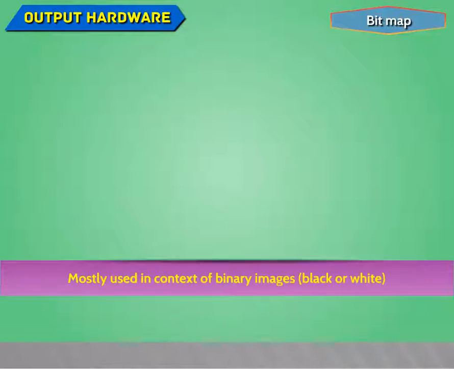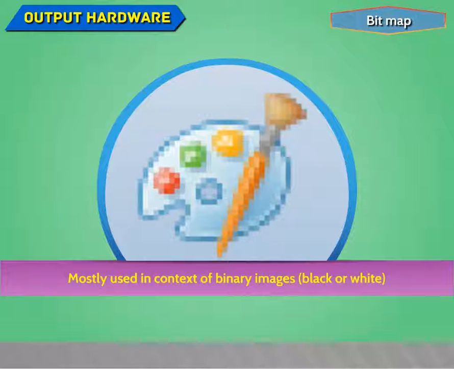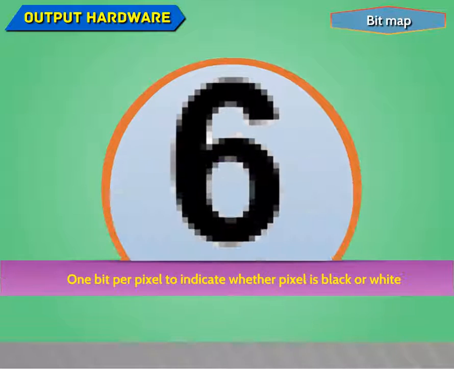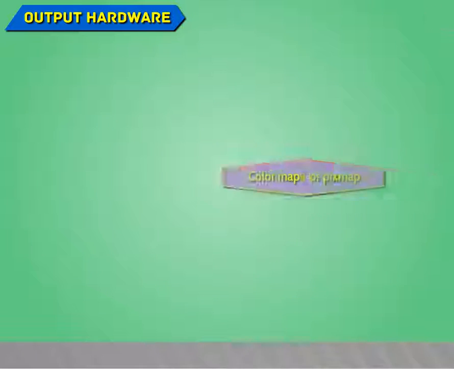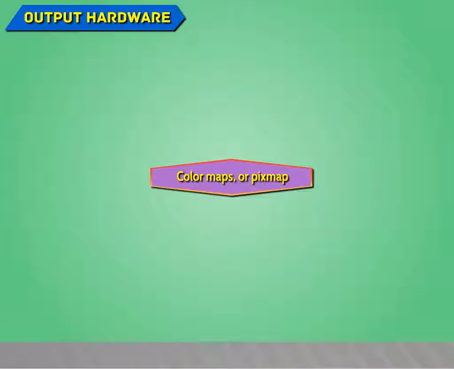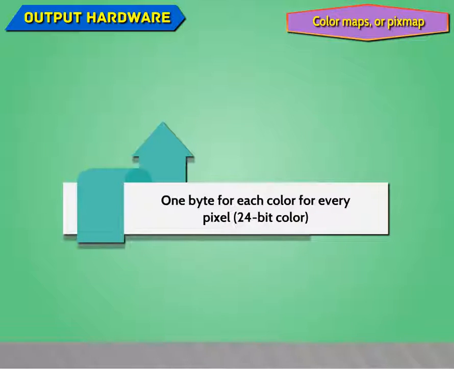Bitmap. Mostly used in context of binary images, that is black or white. 1 bit per pixel to indicate whether pixel is black or white. Color maps or pixmap: 1 byte for each color for every pixel, that is 24-bit color.